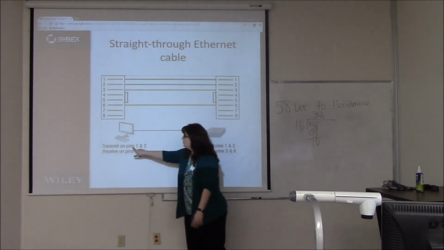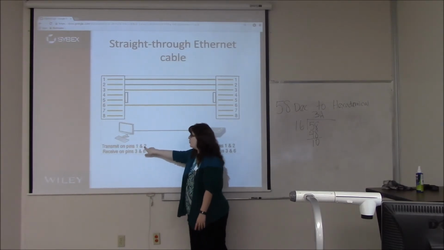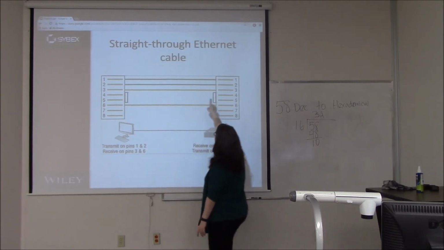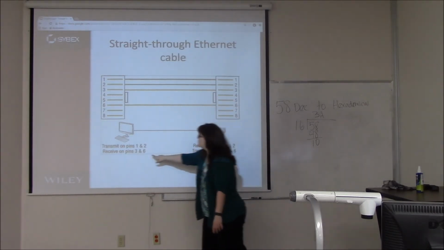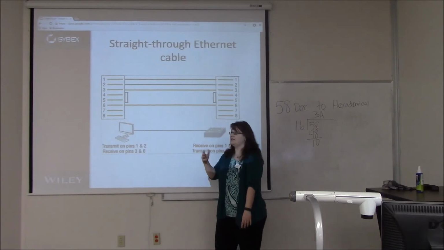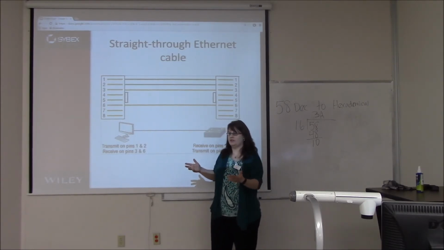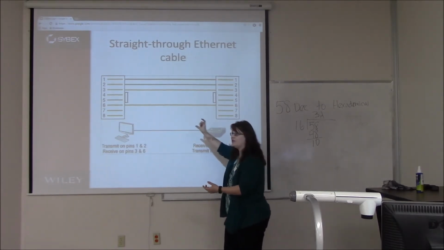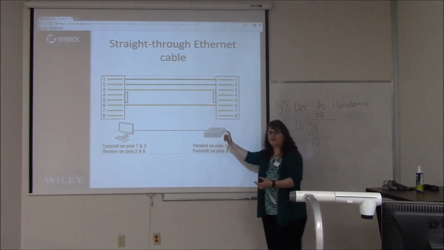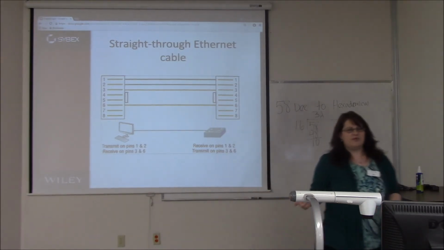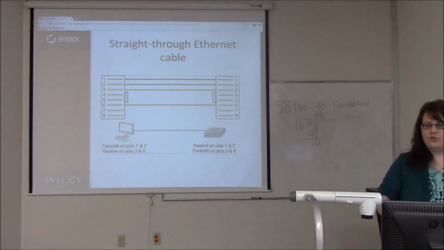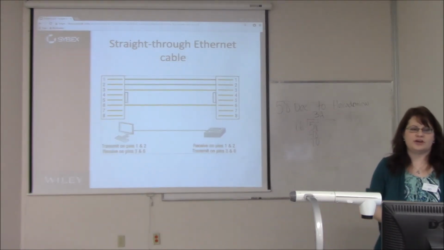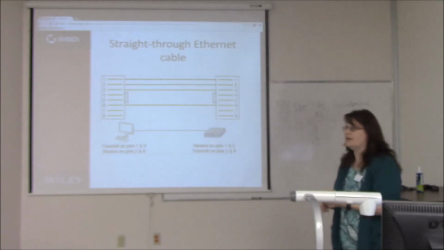So data gets transmitted on pins 1 and 2 on both sides. So we've got our 1 and our 2, and you can see they're a slightly different color. And then data gets received on 3 and 6. That's how the full duplex works, right? Because both people have their own lines to transmit on, and both people have their own lines to receive on. So they can both talk. So we refer to this as a straight through cable. The wires go straight through to each side. So we would use this if we're connecting our host computer to a switch, like in this instance.